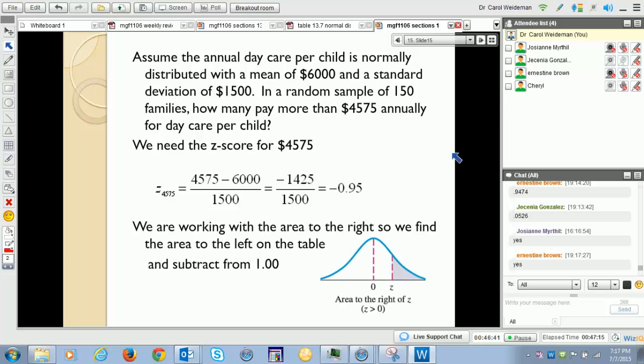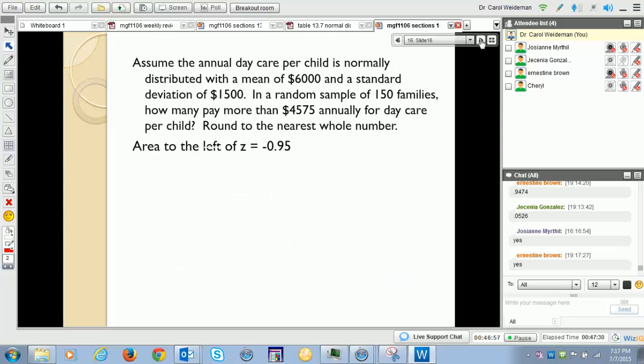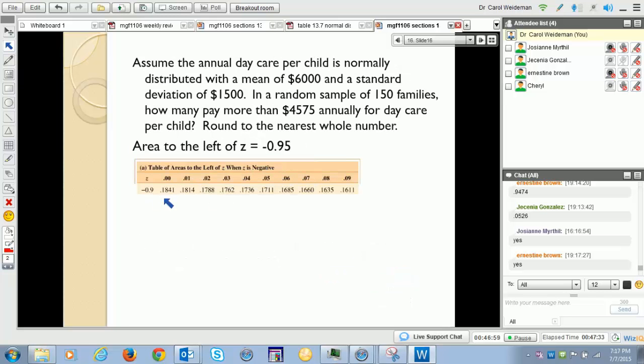I'm going to go to my table. Now notice we're working with the area here. So what do we do? We find this area and subtract from 1. Okay, because the table gives us the area to the left. We actually want people who are paying more. We want the area to the right. So I go to my table, negative 0.95 right here. Okay, subtracted from 1. So almost 83% of families are paying on average more than $45.75 for daycare. Draw yourself a picture so you can orient yourself. That's why I showed you that little picture back here.